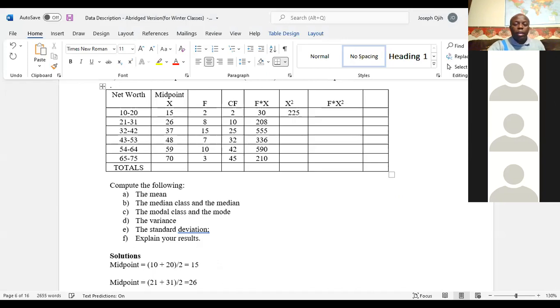So following the same method, I got the rest of them. 26 squared, I got 676. Next one is 37 squared. I got 1369. So get the rest of them. 2304. Yeah, 3841. 900. Yeah. Now we finish that part.